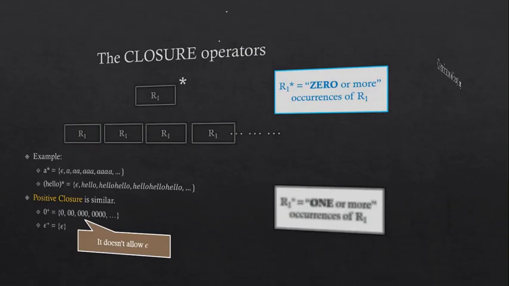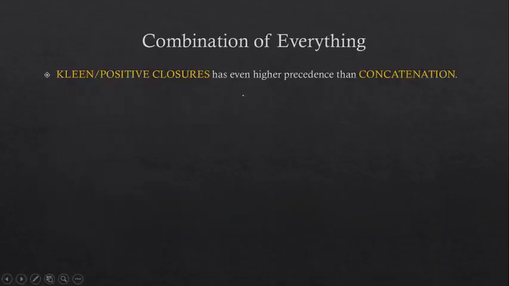Anyway, so let's see a few examples combining everything. Closure or positive closure has an even higher precedence over concatenation, which means we have to do the closures first and then concatenation and then OR. In this example here, we have A or B star and concatenate the whole thing with C. So I cannot take A or B whole star. The B star has to be calculated separately. So if I take A from here and concatenate with C, I get AC.